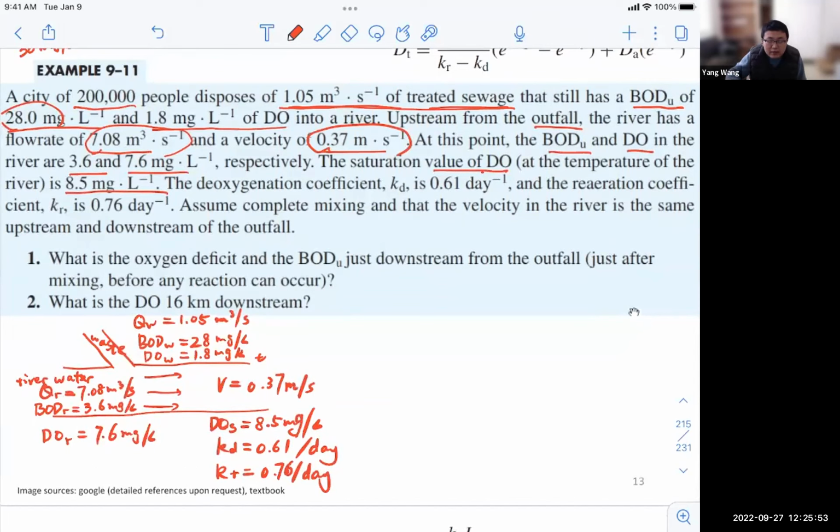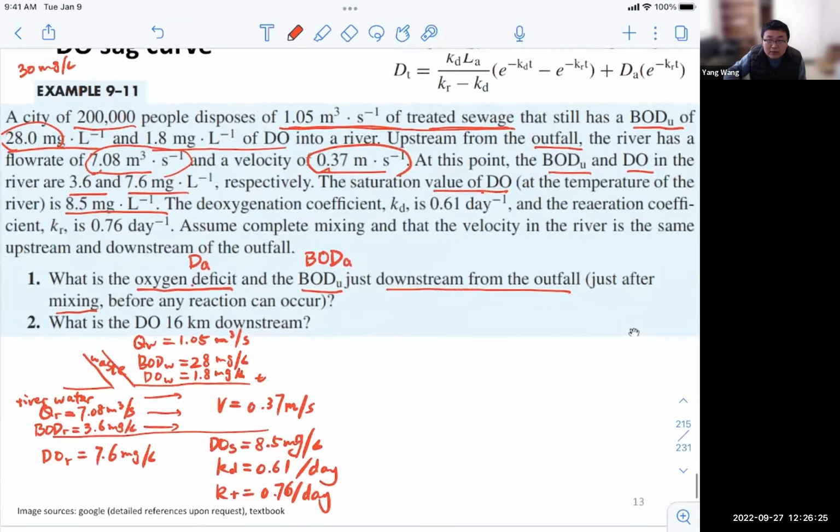Okay, so now let's look at the problem. The first one is asking, what is the oxygen deficit and BOD just downstream of the outfall? Basically, this is just after mixing. So it's asking for what is the oxygen deficit at this mixing point? As we said, we're using the subscript of A, and then the BOD of A point.